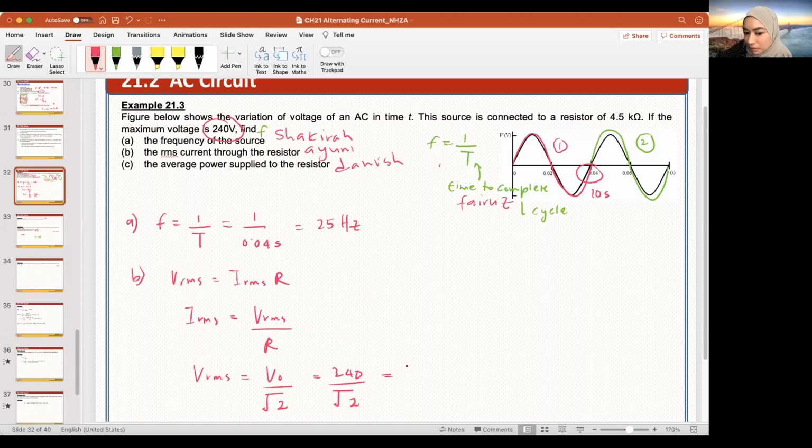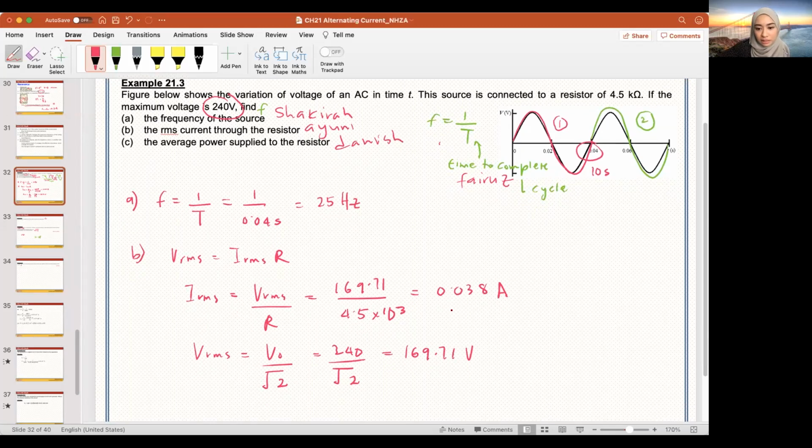Berapa lagi sekali? 169.71. Lepas tu masukkan. Jadi 169.71 divide by 4.5 times 10 to the power of 3. Okay. So your answer is 0.038 A. Saya tak tahu jawapan dia, so I hope dari segi jalan kira dah betul. So hopefully the answer is correct.